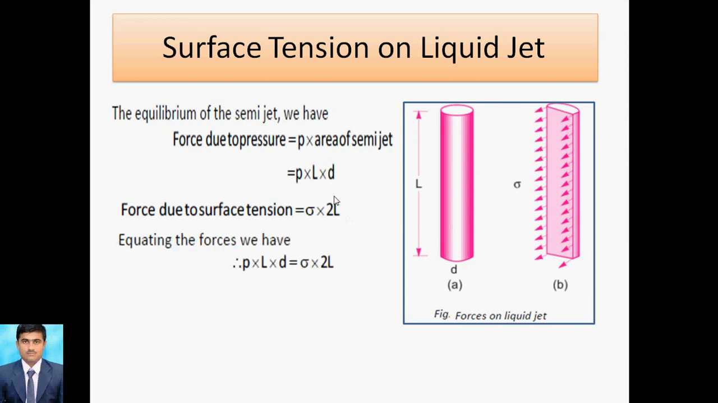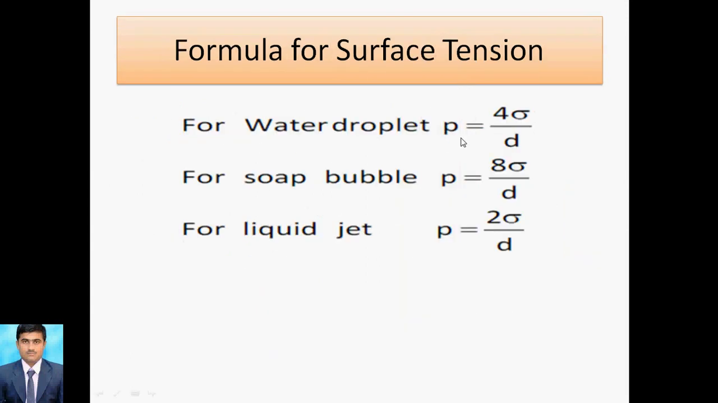Now we can take these two forces in equilibrium condition, as we already did for the bubble as well as for droplets. These two forces are equal and opposite, and after cancellation the equation becomes P is equal to 2 sigma upon d. So this is the formula related with the surface tension on a liquid jet.